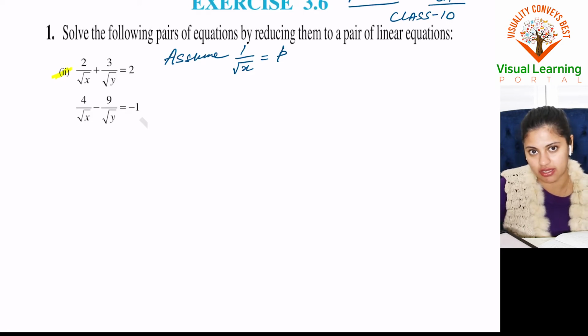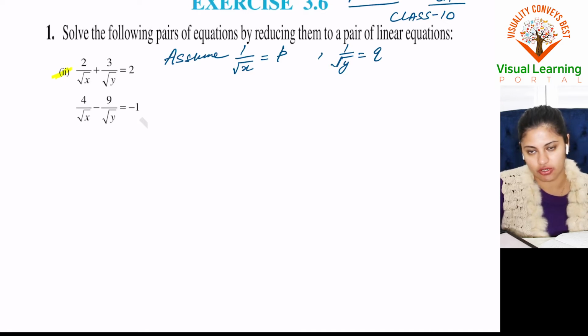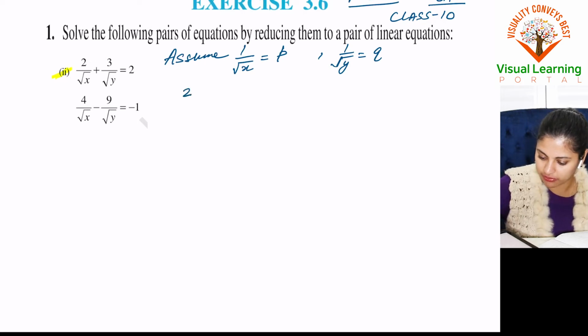You can assume any other alphabet as well. So take 1 over root x as p. Similarly, take 1 over root y as q. So one is p, the other is q. Now it's time to put the values of p and q where the values of 1 over root x and 1 over root y were. So let us write that.